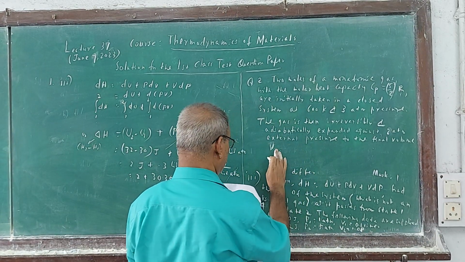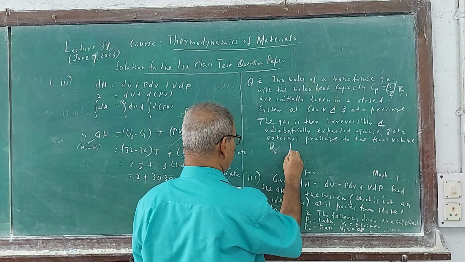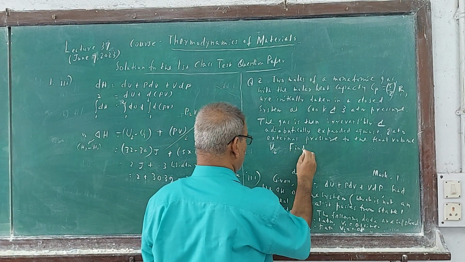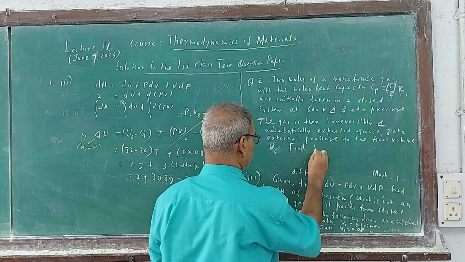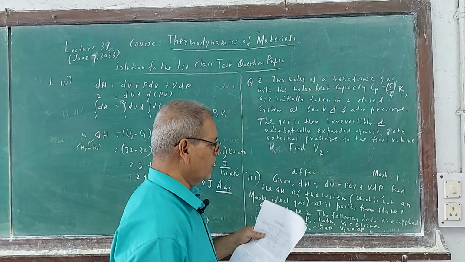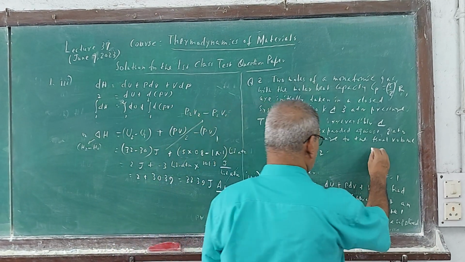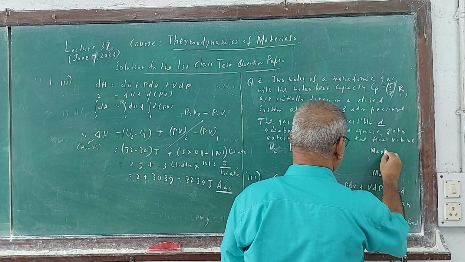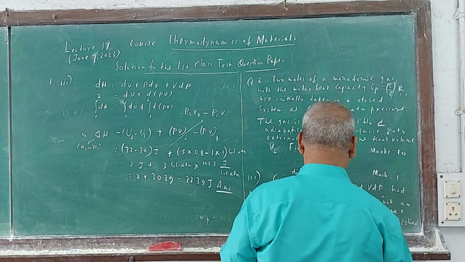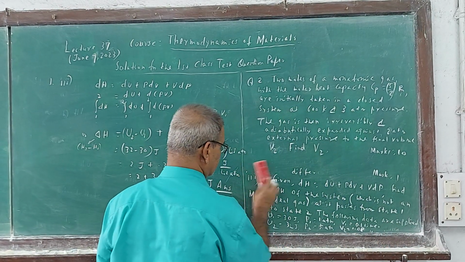Find V2. How many marks? This is 10 marks. So remove this.